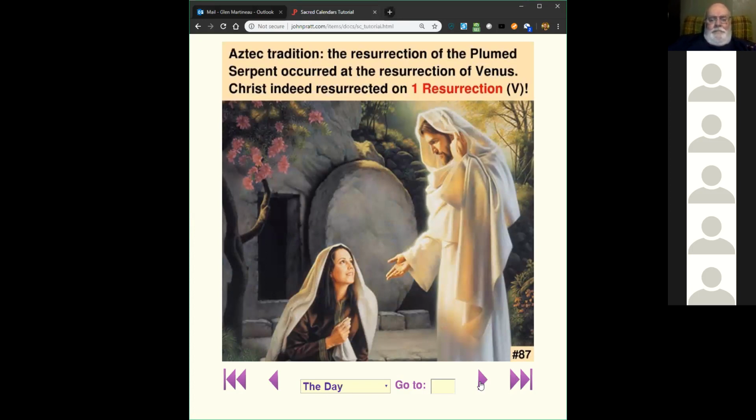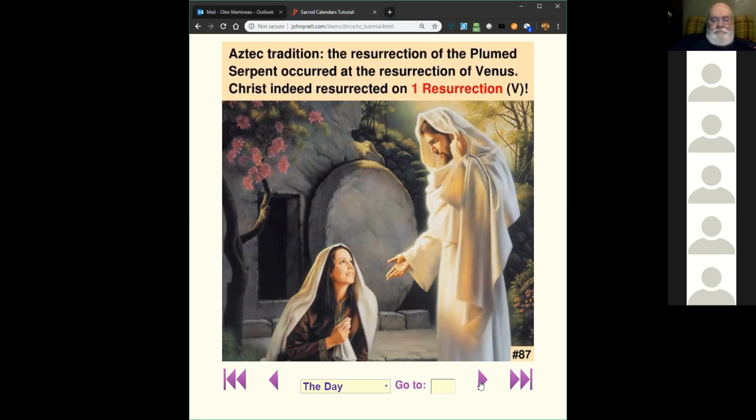This was the hook that got me into this whole field. I was a happy astronomer with a PhD in modern astrophysics, and I read this sentence: the Aztec tradition was that the resurrection of the plumed serpent occurred at the resurrection of Venus. Now, they didn't say he was born when Venus was born, or that he was baptized when Venus is at rebirth, or that he died at the death.